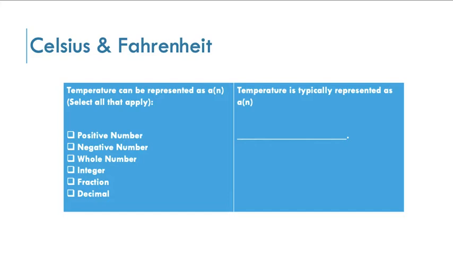All right? Just because temperature could be multiple of these, I also want to know what temperature is typically represented as. So even though it could be multiple, it's typically represented as A or N blank. So that would just be one word.